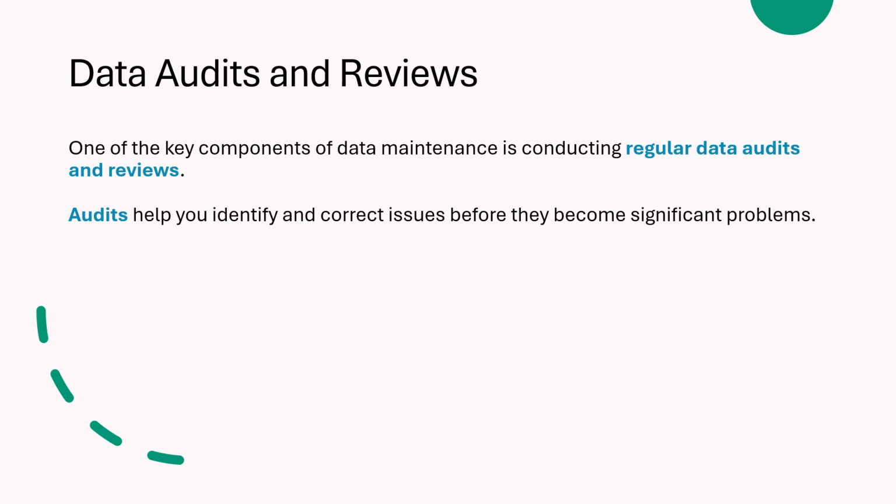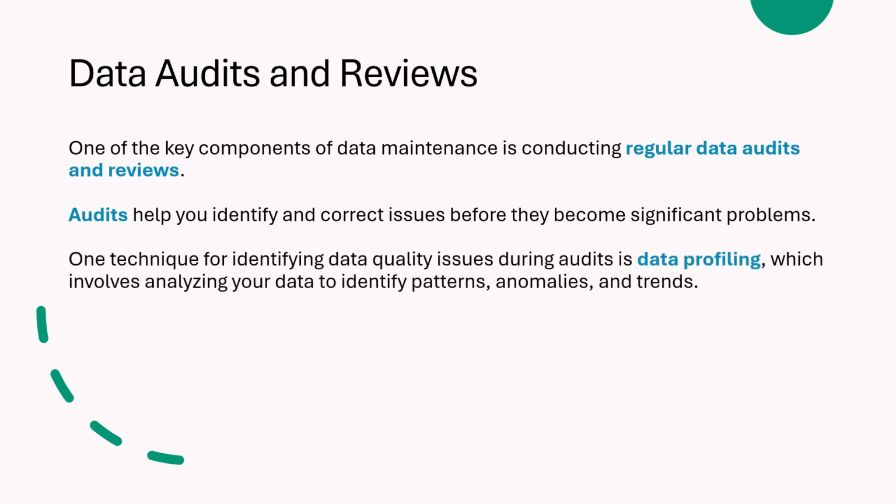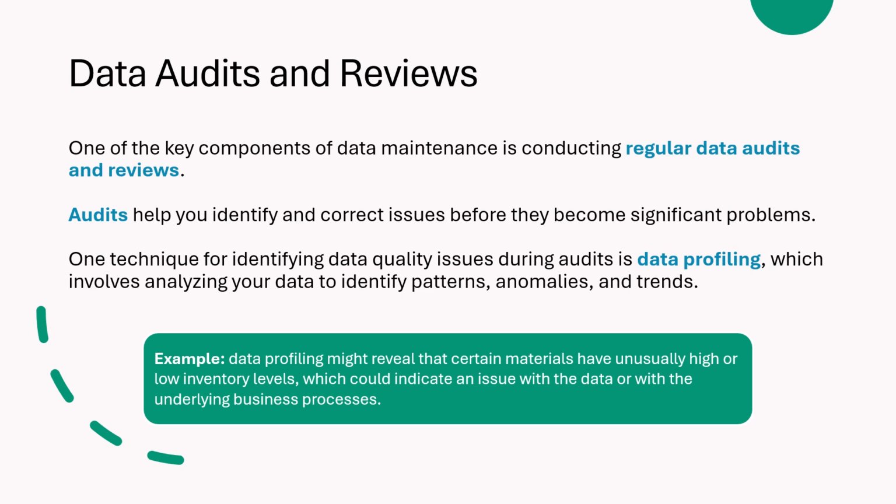There are several techniques for identifying data quality issues during audits. One common technique is data profiling, which involves analyzing your data to identify patterns, anomalies, and trends. For example, data profiling might reveal that certain materials have unusually high or low inventory levels, which could indicate an issue with the data or with the underlying business processes. If you use 10 belts a year but profiling shows you have 100 in stock, that might tell you that you've been over-ordering or not properly entering data.